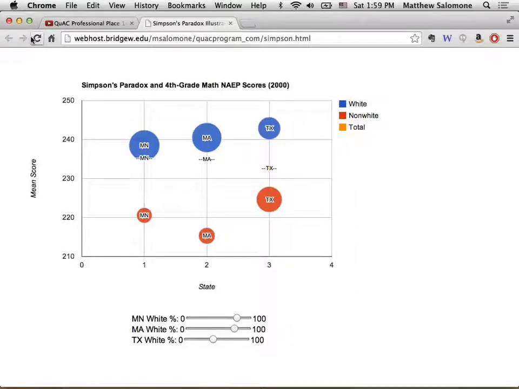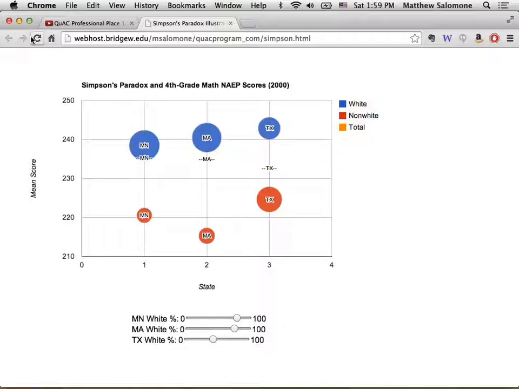So did you learn anything from this little tool up here? The question being, how is it possible, for example, for Minnesota to have the lowest average among white students and yet the highest overall average? Or for Texas to have a higher average in each racial category than the other two, but to have a lower average than both of the other two overall? So why is it possible? How does this happen? What makes Simpson's paradox work?